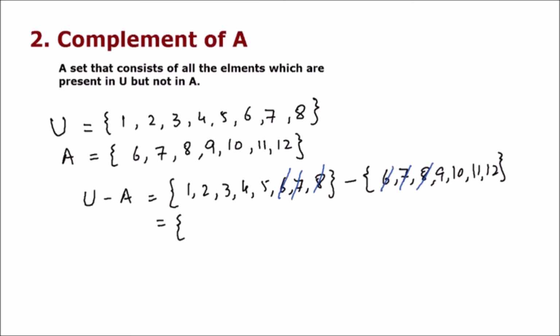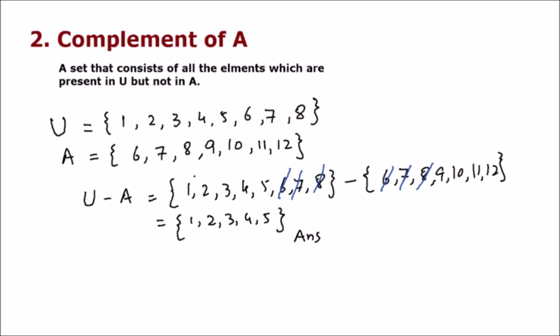So in U set, we see 1, 2, 3, 4, 5, which are not in A set. So we will write here, and this is the answer, U minus A.